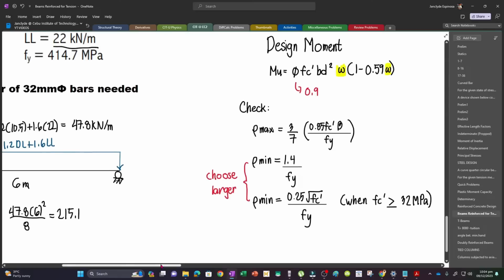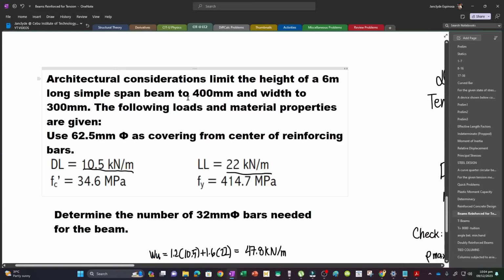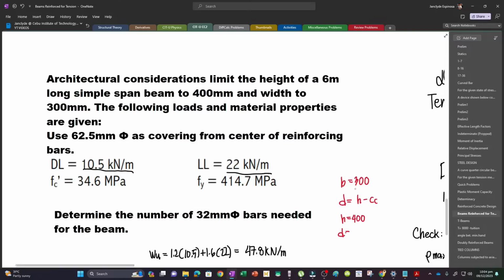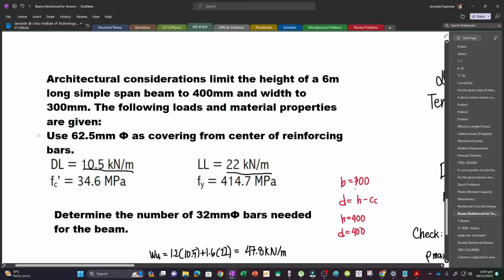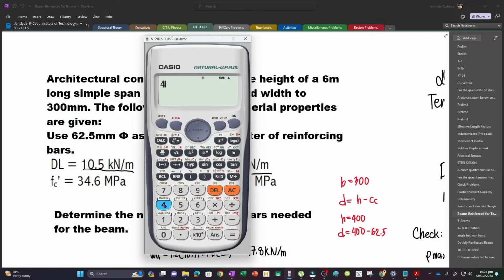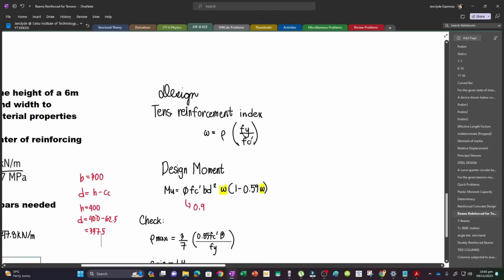Ang atong b kay pila man ang b ani? 300 mm. B is equal to 300 and then ang d is equal to h minus the centroidal cover, because ang height man ang gihatag which is 400. So ang atong depth will be 400 minus the covering which is 62.5. So 337.5 siya.